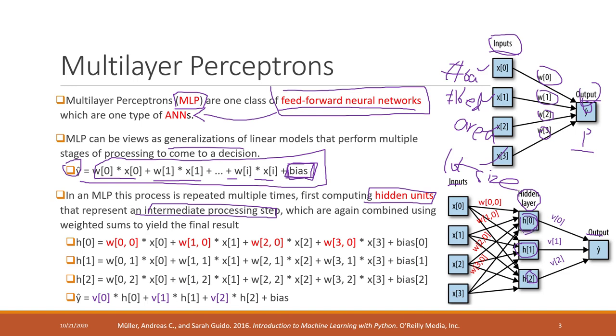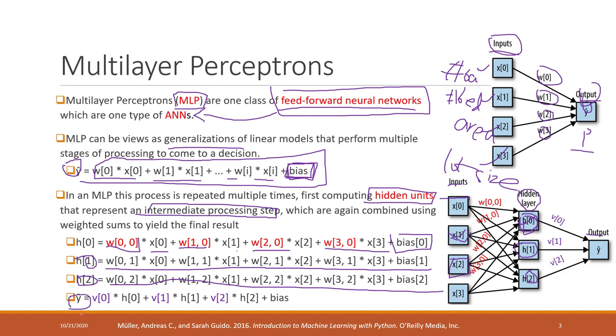So for example, the first hidden unit is calculated by all four inputs times their corresponding weights. This is the weight between the first input and the first hidden unit, plus the weight between the second input feature and the first hidden unit, plus this weight between the third input and the first hidden unit, and so on, and also plus a bias. The value of the second unit is calculated in the same way, and the value of the third unit is calculated in this way.